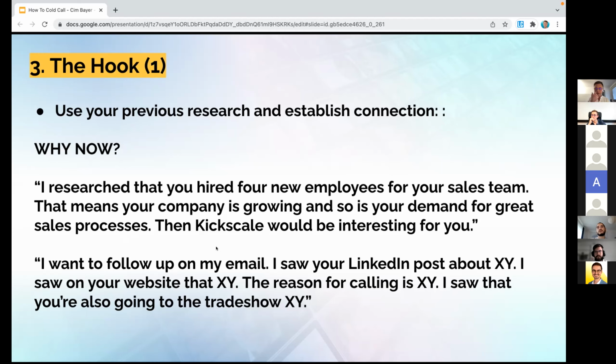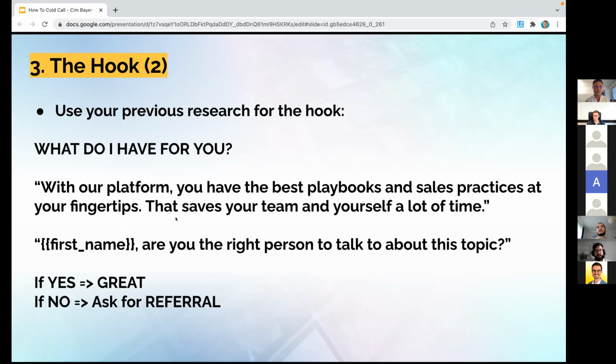Or as we mentioned before, you can also establish the connection by saying, I want to follow up on my email. I want to talk about your LinkedIn post, it was really interesting. And also maybe if you saw a fact that they're switching from one solution to the other, or that they just got Series B, Series C, anything which is valuable for the conversation, just put it in there. And it should give the other person the spike of interest. That's all about why the hook is important.